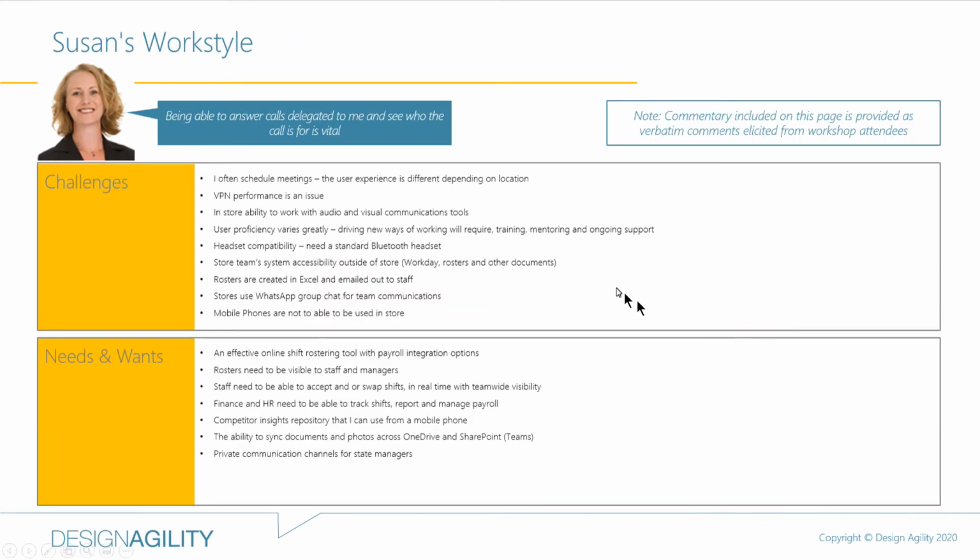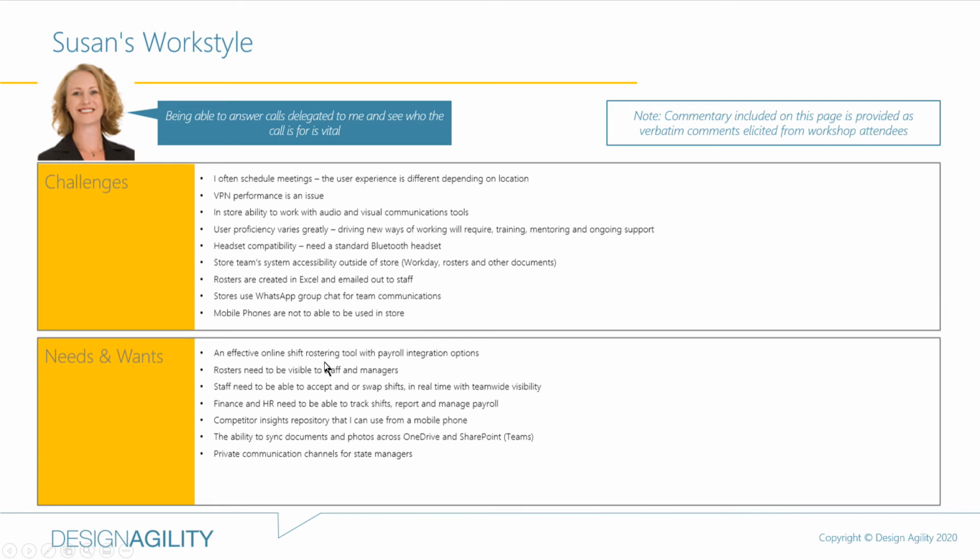So some information about her work style, and this is just commentary that she's done. It's verbatim comments right from the people who are attending the workshop. So critical is being able to answer calls delegated to her, and to see who the calls are for is vital. Challenges: needs to schedule meetings, but the user experience is different based on location, VPN performance, in-store ability to work with audio-visual tools, and etc. So these are sort of her challenges, and down here her needs and wants.